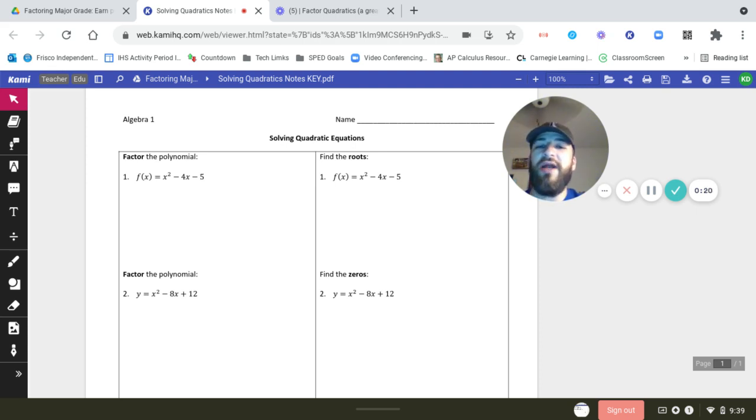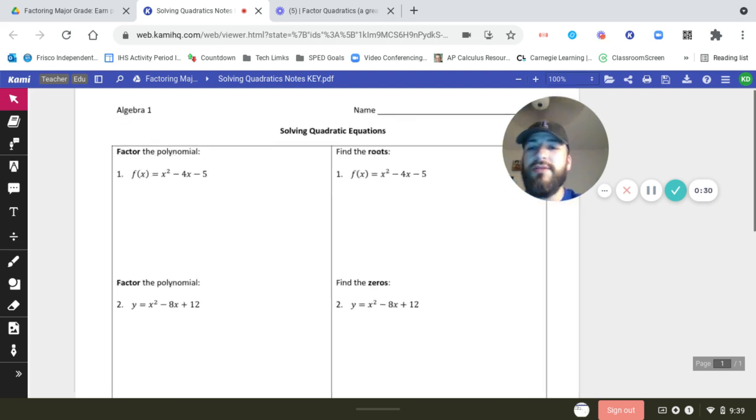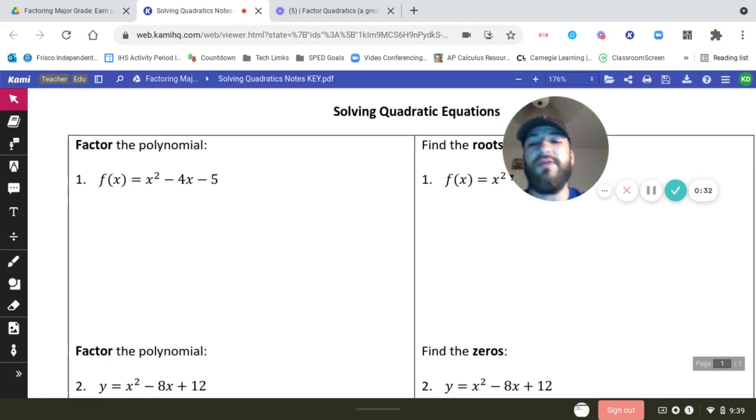We've already talked about how to find roots and zeros by graphing a quadratic equation, but now we're going to be able to find our roots, our zeros, our x-intercepts by factoring the equation instead of always having to graph it. So let's look at number one. We have f of x is equal to x squared minus 4x minus 5.